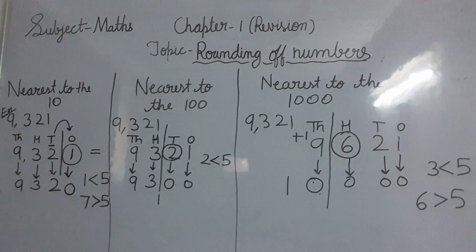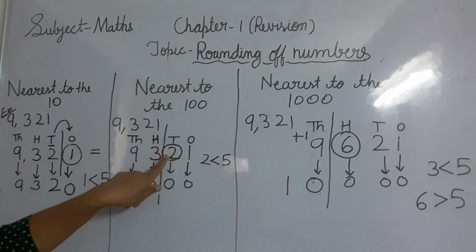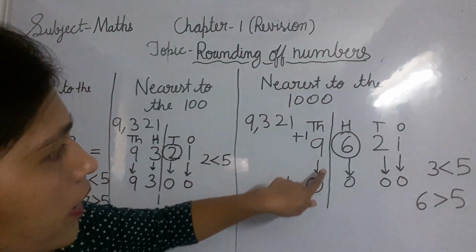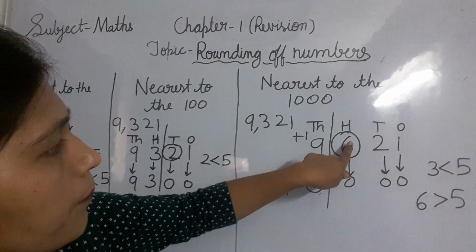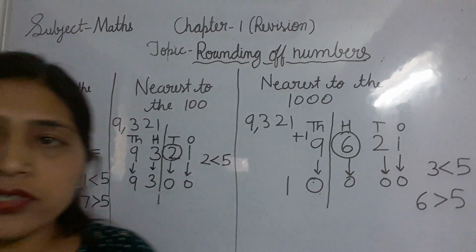Just keep one thing in your mind. When we are doing nearest to the 10, we are comparing the ones digit. Yes. When we are doing nearest to the 100, we are comparing the tens digit. And when we are doing nearest to the 1000, yes, then we are comparing the hundreds place digit. Clear? I hope it is clear to you all now.